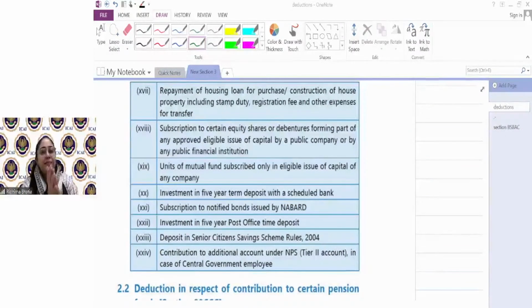Okay. So guys, let's meet after the break. We will start with 80CCC and 80CCD and 80D. These are the three sections which are very important. 80CCD and 80D are very, very important to cover before we end today's class. So let's quickly meet after 10 minutes.